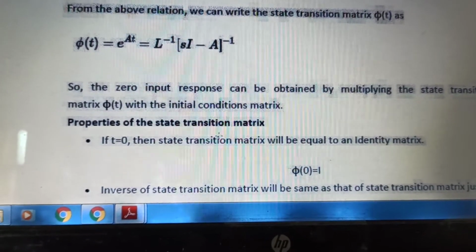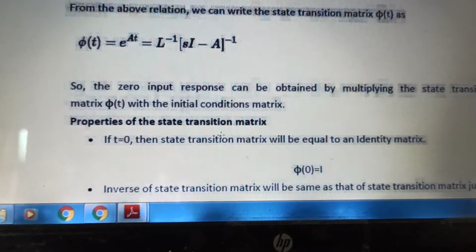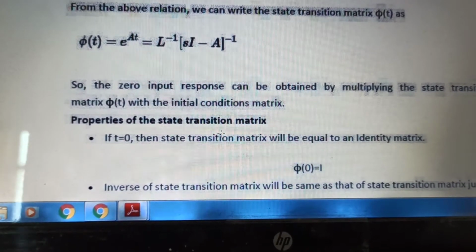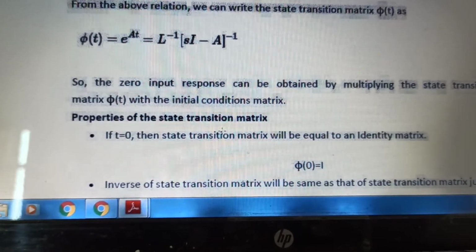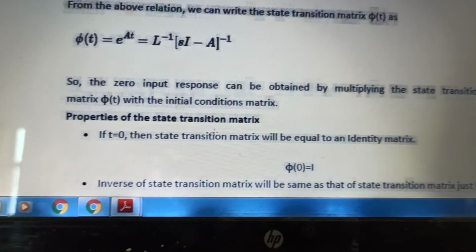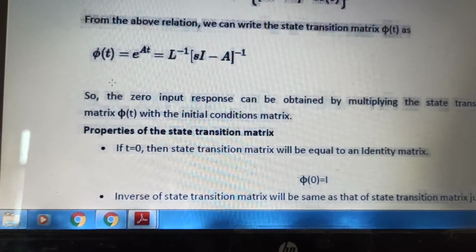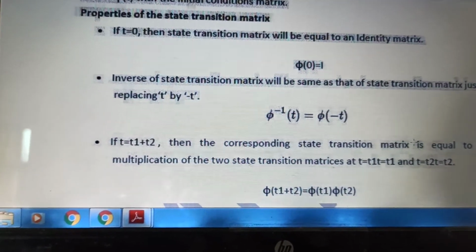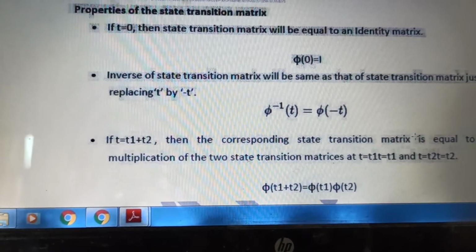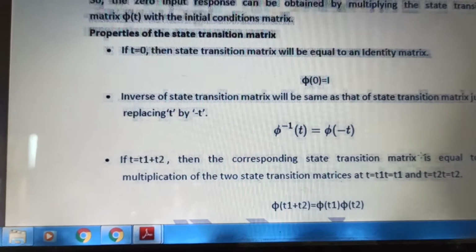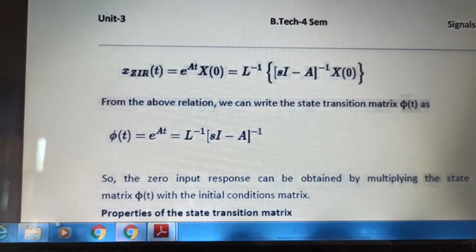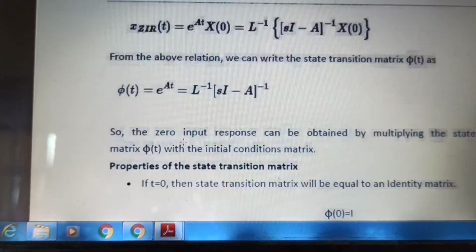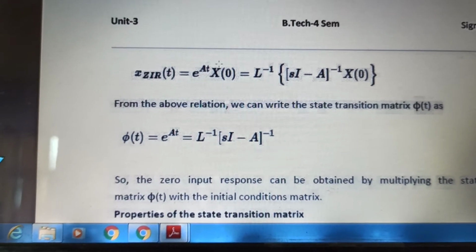The first property, that is very important, is that if you keep t equals 0, then obviously this matrix will become an identity matrix. Okay, it means the diagonal elements will be 1 and the rest will be 0. Second thing is that if you take the inverse of this, then it will be simply obtained by replacing t by minus t, because you can see here, if you are writing phi of minus t, then it becomes e^(minus At). Okay, this is the zero input response, that is for x0.